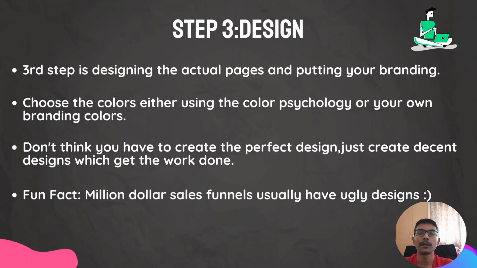So the third step is the design. The third step is designing the actual pages and putting in your branding colors. Now you'll have to choose the colors either using color psychology or your existing branding. So if you already have a brand online, you have got all your colors sorted, then you can apply that. If you don't, you can always make use of color psychology if you want. There are some colors that help you with certain brand values that you want to communicate with your audience.